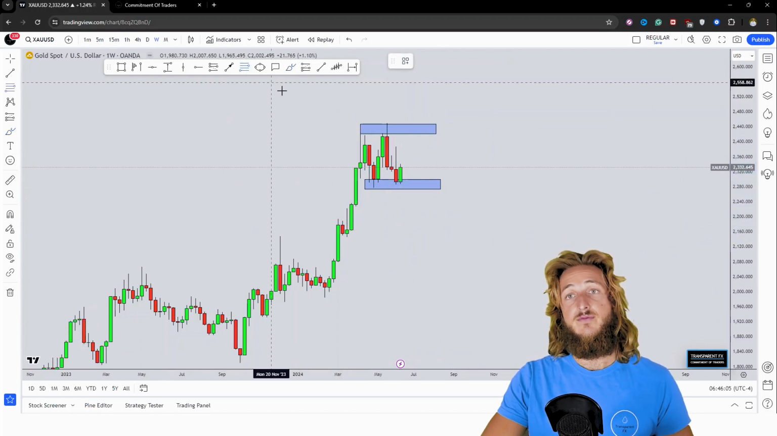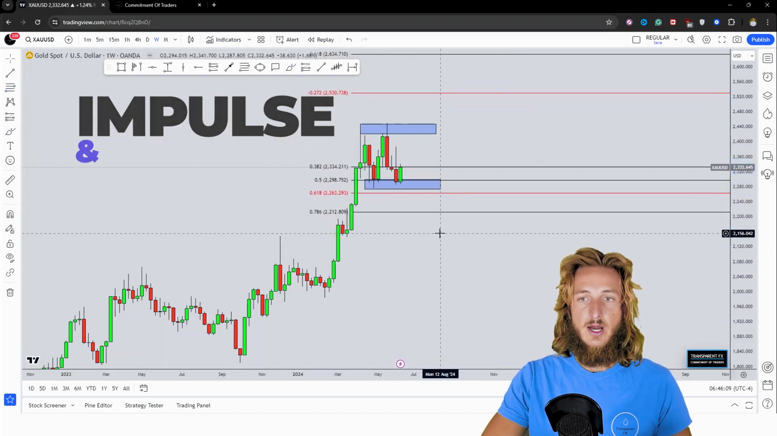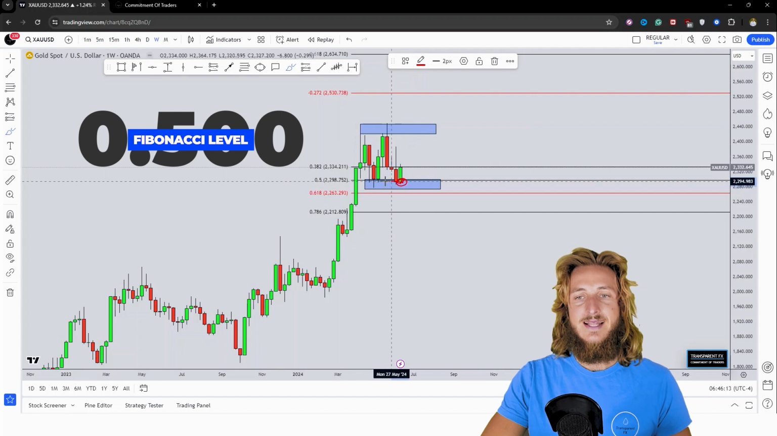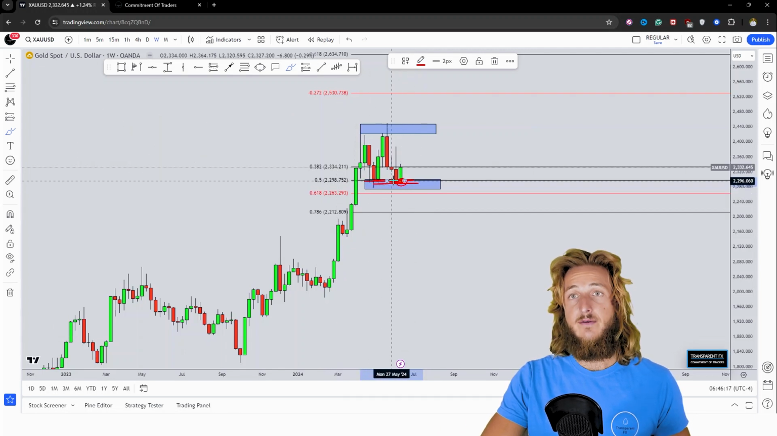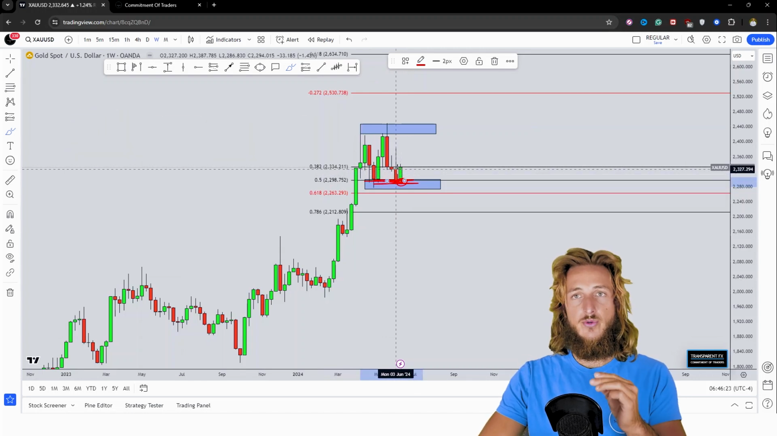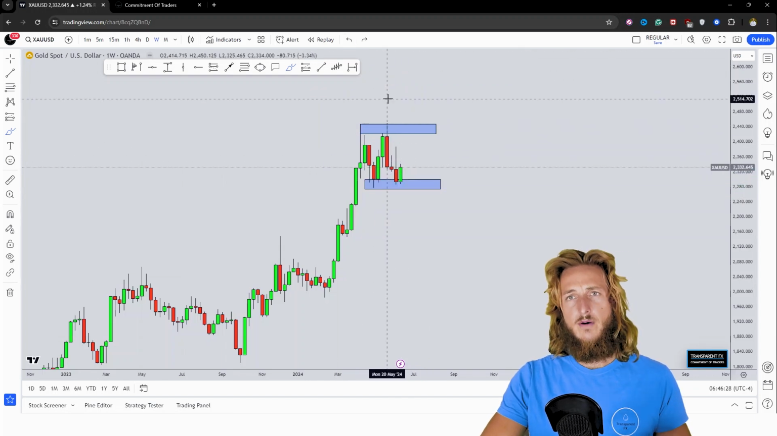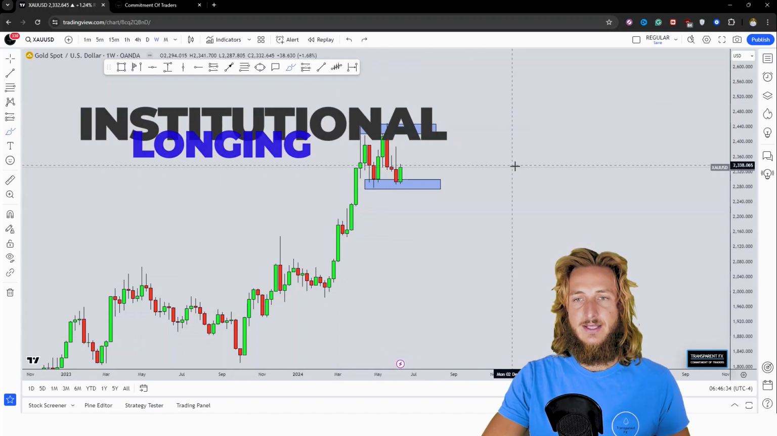And after an impulse, if we want to measure the correction, we have to take our Fibonacci from the low to the high of the impulse leg, and we can see how the 50% retracement is lining up perfectly with the previous low, therefore the low of the range, and this creates confluence of support because we have multiple layers of support lining up in the same area of price. And when you have a confluence of support zone, you usually expect to see institutional longing, but we will be speaking about that later on into the video.